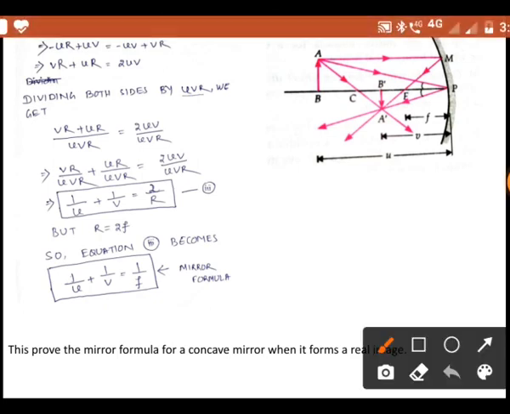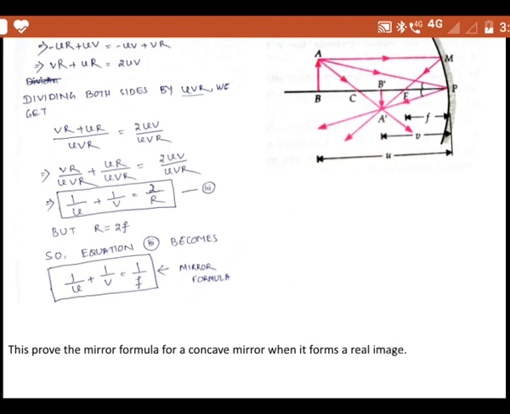It is a step where we divide both sides by uvr, which gives vr plus ur by uvr equals 2uv by uvr. Then vr by uvr plus ur by uvr equal to 2uv by uvr. Then we will get 1 by u plus 1 by v equal to 2 by r, equation third. Everyone knows r equal to 2f. So equation third becomes 1 by u plus 1 by v equal to 1 by f, and hence the mirror formula has been proved for concave mirror.